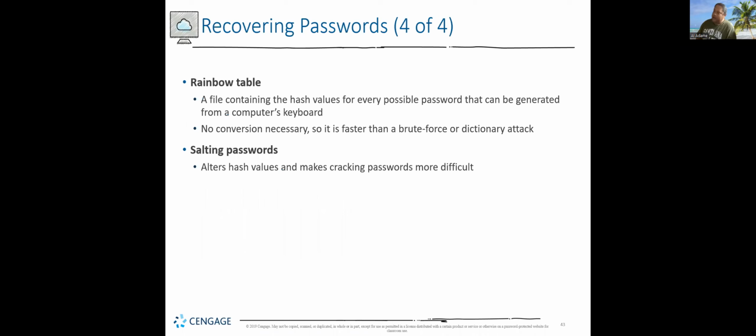Rainbow table. It's a file containing the hash values for every possible password that can be generated from a computer's keyboard. No conversion is necessary, so it's faster than a brute force dictionary attack, because it will reference the rainbow table hash values. Salting passwords. Dang, that's something I haven't heard of in quite some time. It alters hash values and makes cracking passwords more difficult.